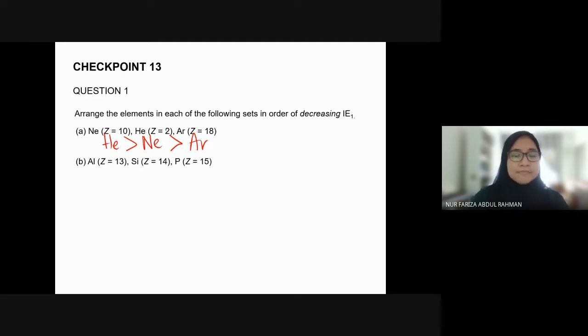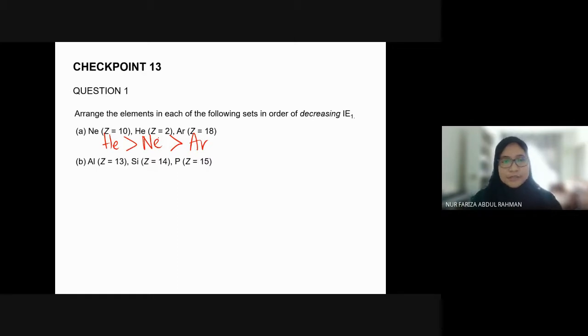So helium has smaller size, okay, therefore helium has the strongest attraction between the nucleus and valence electron. So strongest attraction means the size becomes smaller. And the ionization energy, the first ionization energy would be higher. Dia terbalik, dia opposite trend of atomic size.